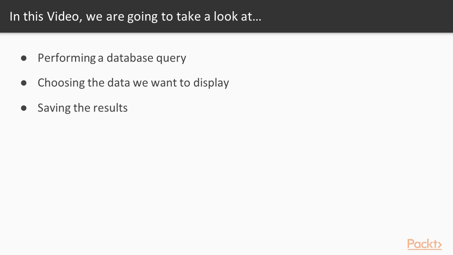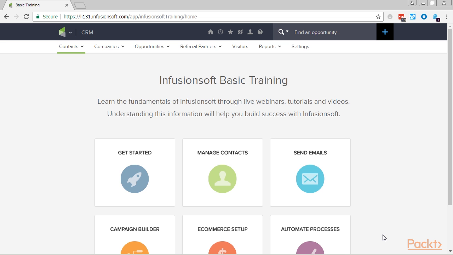Hence, while this video will demonstrate a specific search example, we can extend these ideas to any data inquiry. So in this video, we're going to look at performing an inquiry, choosing the data we want to show, and then how to save those results so we can quickly use them in the future. Specifically, we're going to search for a group of contacts with a specific tag and then save it for quick access in the future.